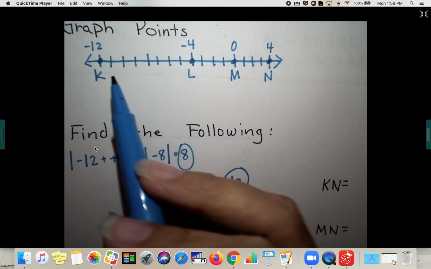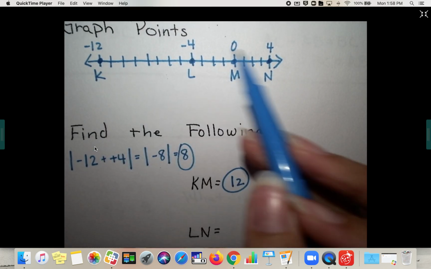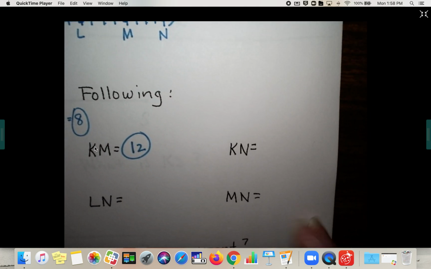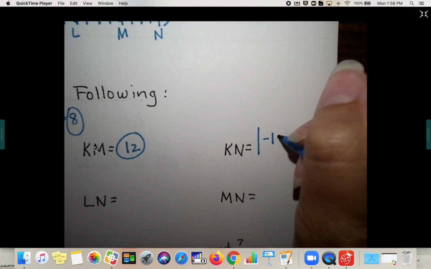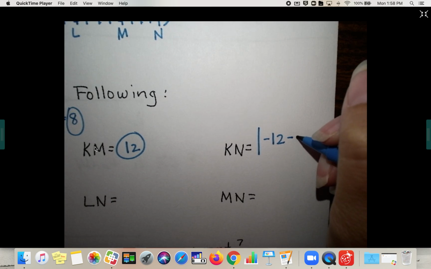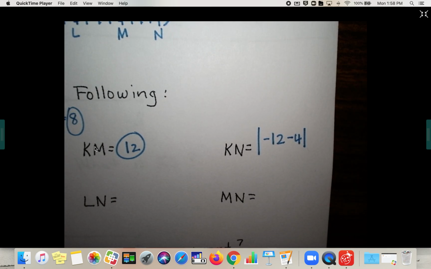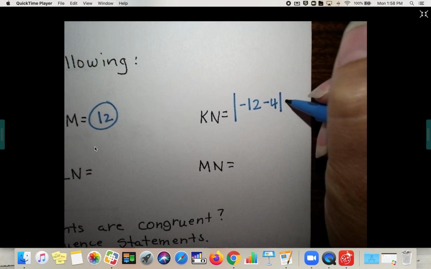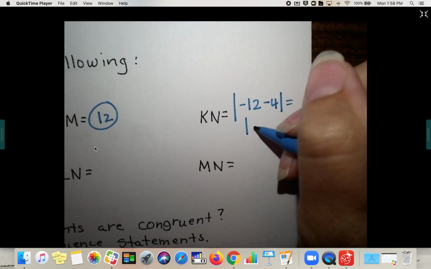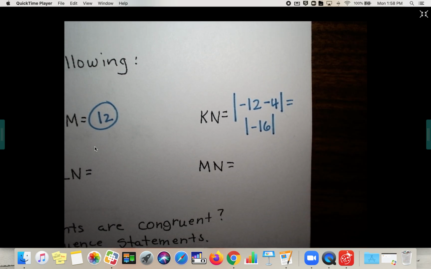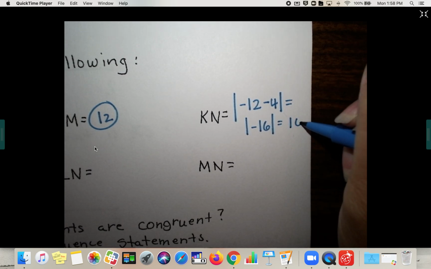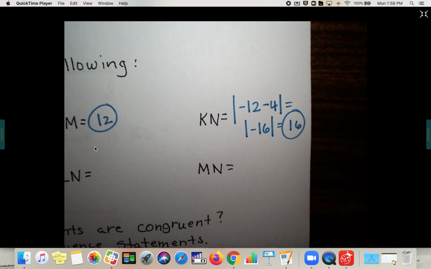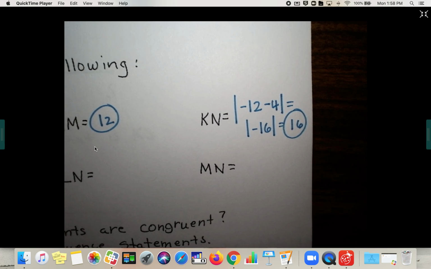K to N, let's go ahead and do that. That's negative 12 to positive 4. So negative 12 minus positive 4. If you do that, what's inside the absolute value bars, negative 12 minus 4, is negative 16. But since it's absolute value, the distance is positive 16 because distances are always positive.